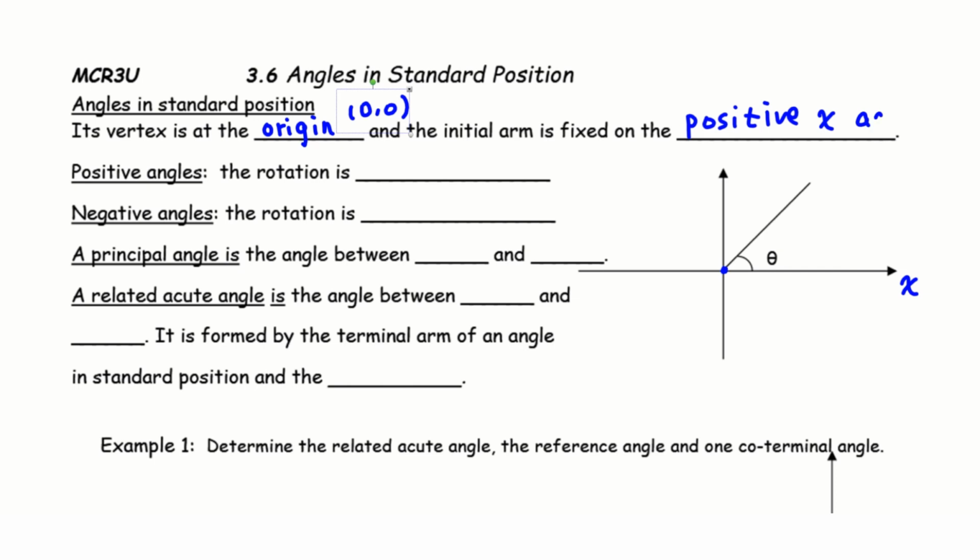In order to describe the angles, we are going to introduce the positive and the negative angles. The positive angle is counterclockwise, and the negative is the opposite, clockwise.